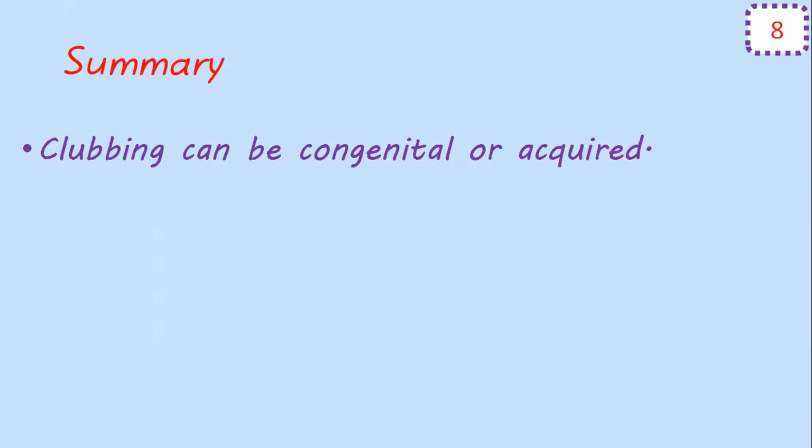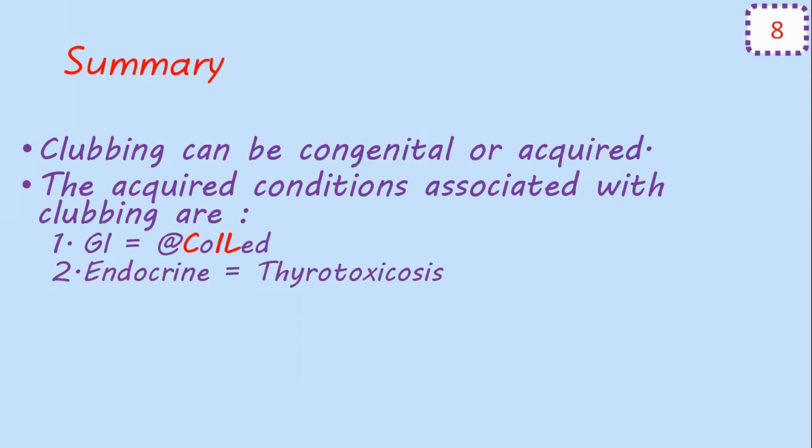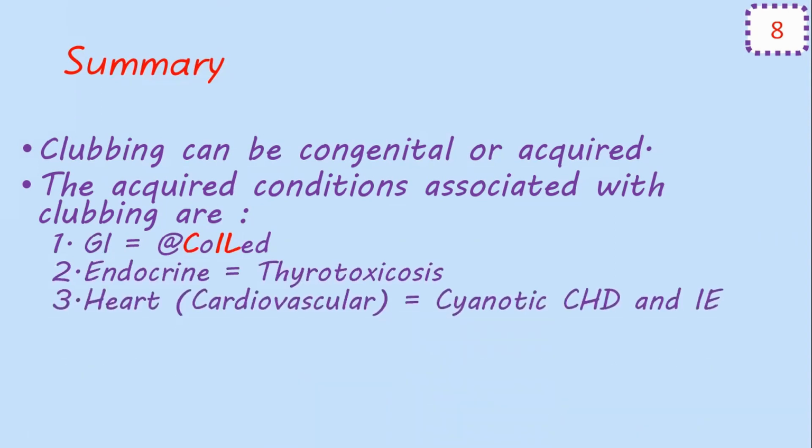Talking about the summary of this video, clubbing could be divided into congenital or acquired causes. Under acquired conditions, clubbing would further be classified as GI causes, which was given by the mnemonic COILD, as the gastrointestinal tract itself is coiled. The next cause was endocrinal causes, which included thyrotoxicosis. Other was the heart or cardiovascular conditions, which included the congenital cyanotic heart diseases and infective endocarditis.